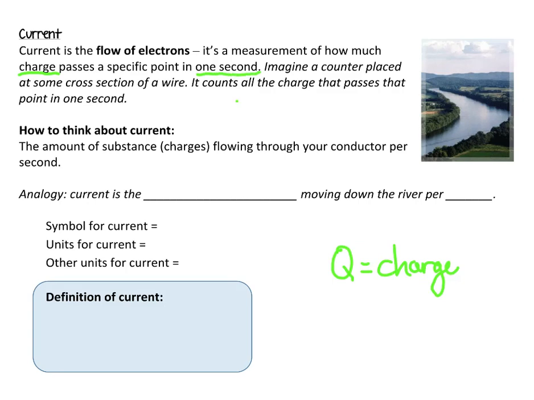So imagine you've got a wire and you're looking at just one little cross-sectional area of your wire. You're counting how much charge passes that point in 1 second.